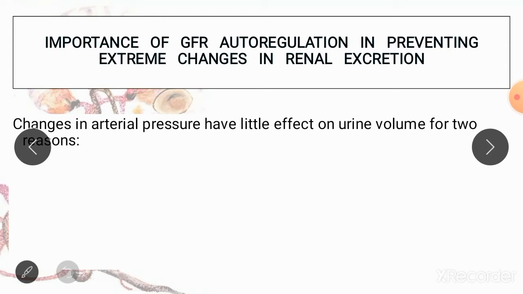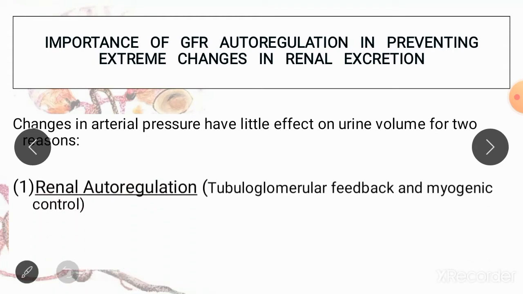Autoregulation is the maintenance of your GFR within normal values despite changes in arterial pressure. There are two mechanisms involved in your GFR regulation despite arterial pressure changes. One is renal autoregulation, which includes the tubuloglomerular feedback mechanism involving your JG apparatus, your juxtaglomerular apparatus, the macula densa cells, etc. And the second mechanism is myogenic control. We will be discussing both of these in today's lecture.